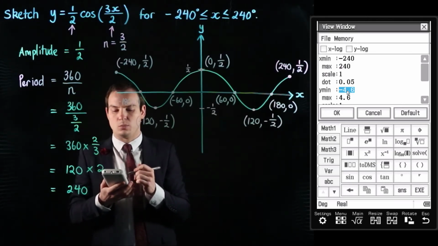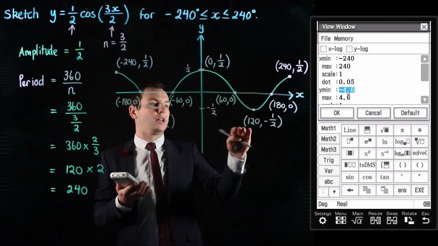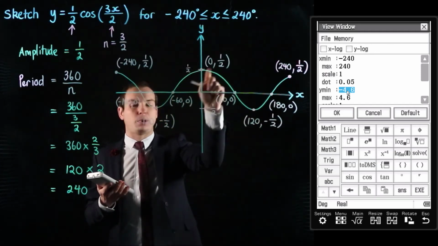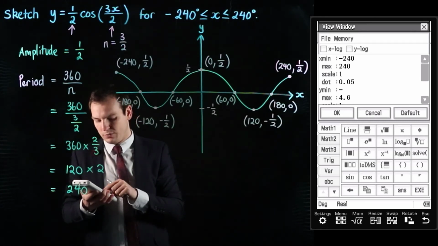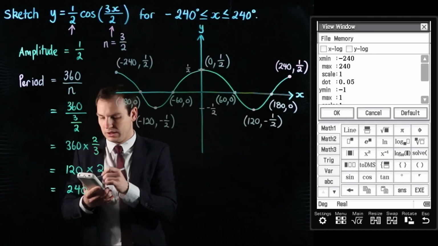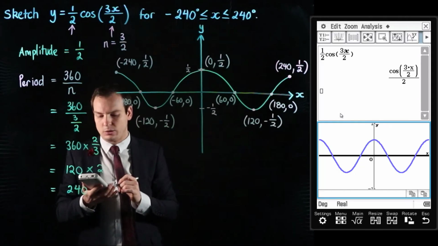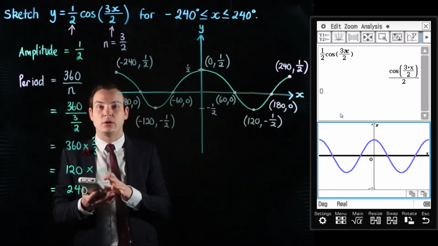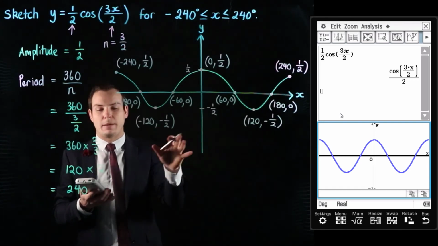And our y min and y max, if we think about what the minimum y value and maximum y value is, it's negative 1/2 to positive 1/2. So I'm going to use negative 1 to 1 just to give us a little bit more view above and below the graph. And hopefully hitting OK, that'll give us a fairly good look at this graph. Now what we've got on our calculator screen is very similar to what we've got up here.